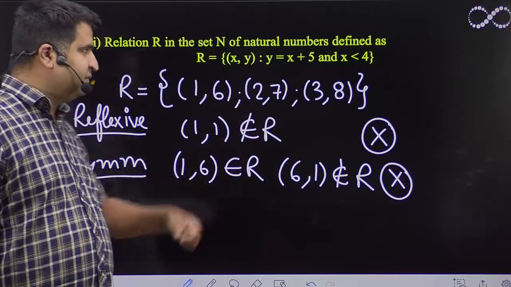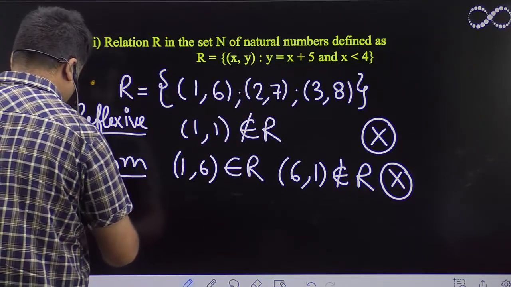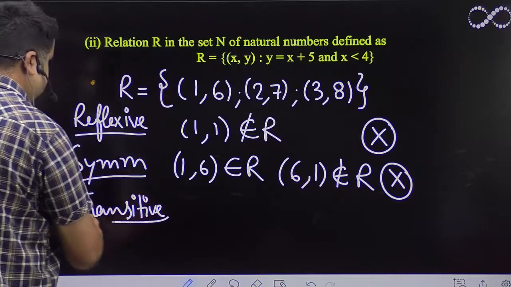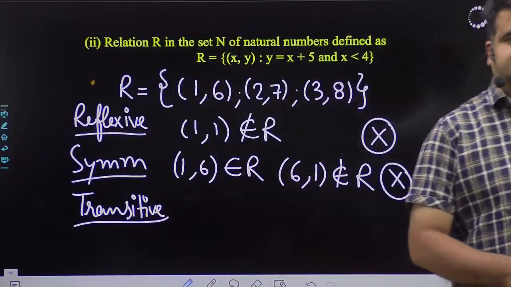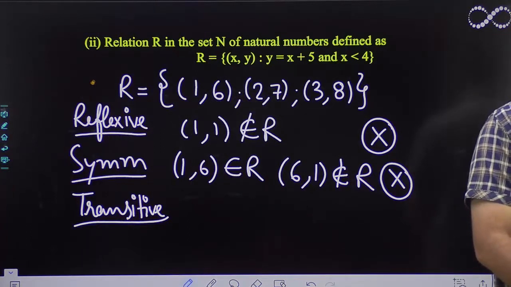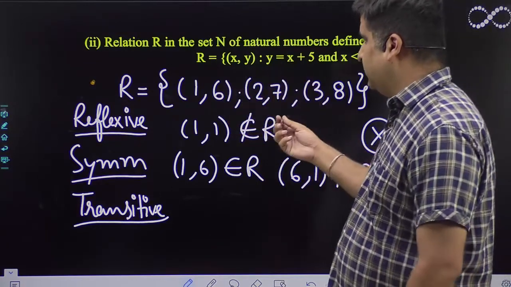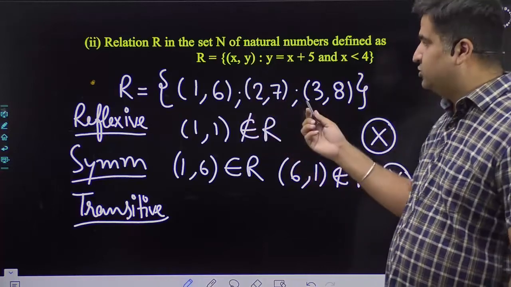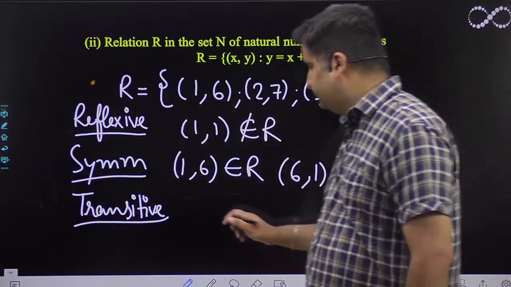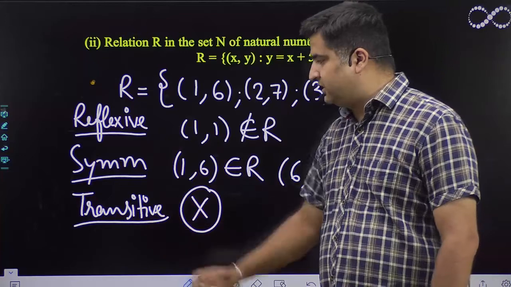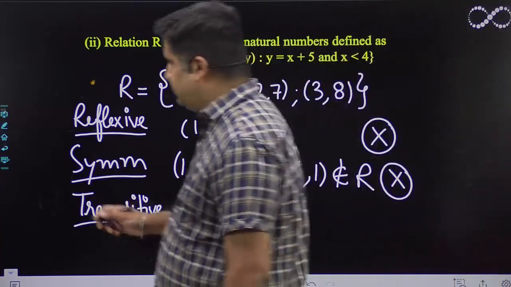Now let's check for the transitive property. For the transitive property, if a comma b is present and b comma c is present, then a comma c should also be present. But in this case, we can see that 1 comma 6 is there, but 6 comma something is not there. Since x comma y is there, y comma z is not there. Therefore, this is not transitive as well. So we have to check for all these properties: reflexive, symmetric and transitive. So let's move on to the next question.